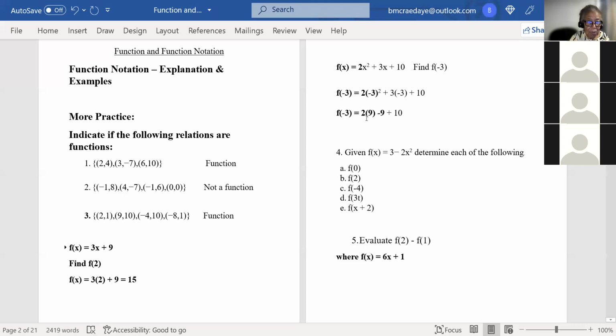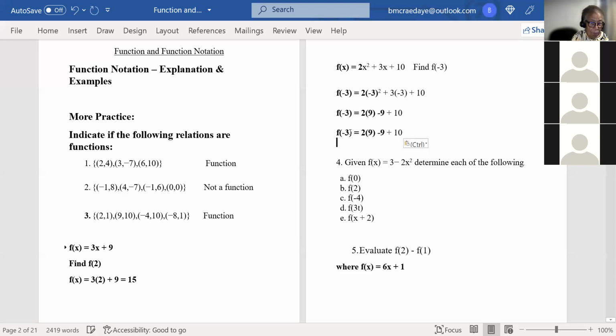Okay. So f of 2 times 9 is what? 18. So let's just put that there. 2 times 9 is 18. Minus 9 plus 10. What is that equal to? It's 19. That's right. 18 minus 9 is 9, plus 10 is 19.